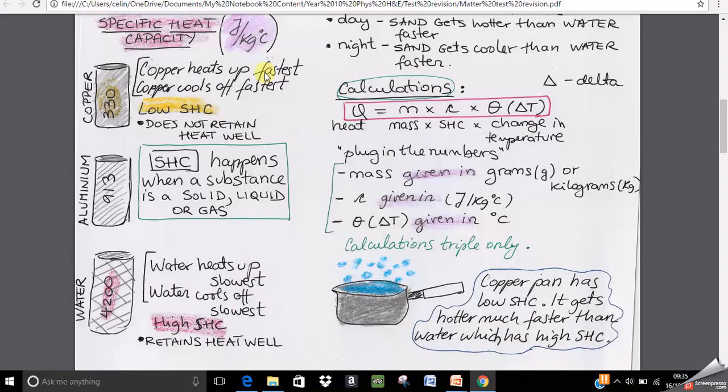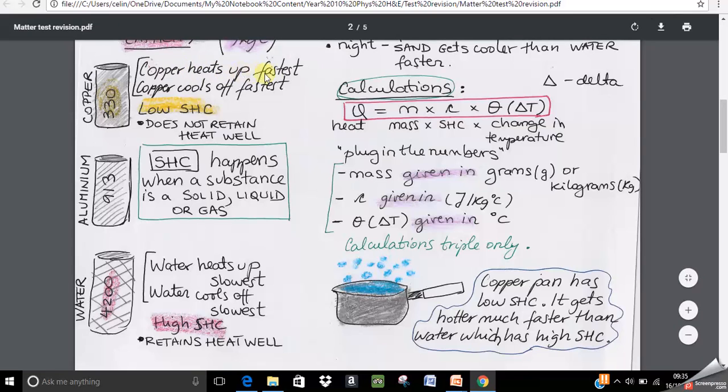So the one that heats up the fastest, the one that gets the heat in the fastest, will be the one that loses the heat fastest. The one that gets the heat in the slowest is going to be the one that loses the heat the slowest. So specific heat capacity applies when a substance is a solid, a liquid or a gas. For example, this copper, when it is a solid, meaning anything until the copper starts to melt, we always use the same number as the specific heat capacity.